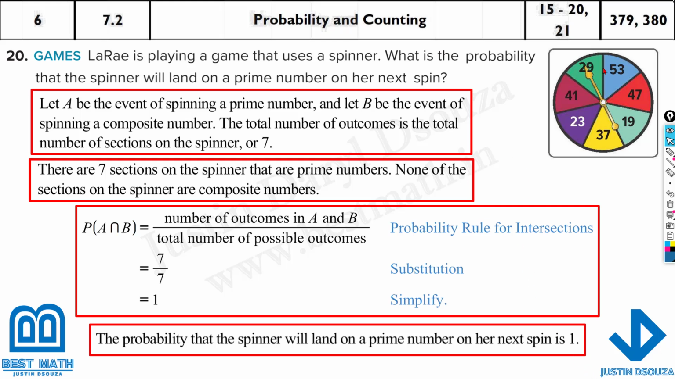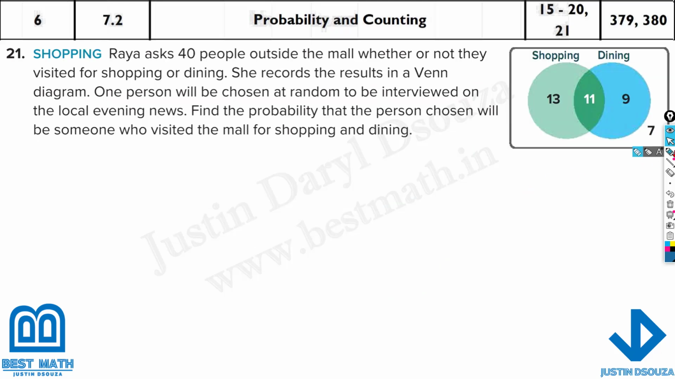Why? Because all 7 numbers over here are prime numbers out of 7. So no matter what number the spinner lands on next turn, it is going to be a prime number. So the probability is 1. 1 means a 100% chance it'll be a prime number.